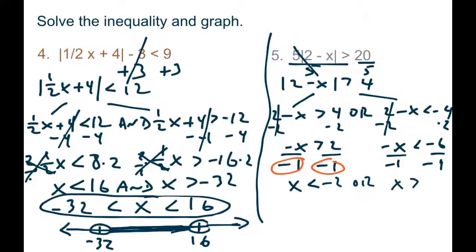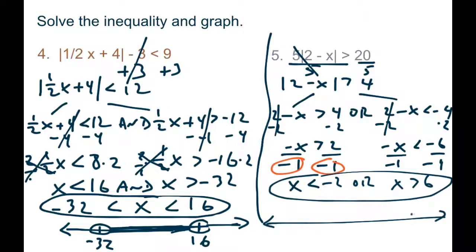I get an x. I get to change that to greater than because I divided by negative on both sides. And I get a positive 6. So this is my solution. My graph. There's 6. There's negative 2. Once again, open circles because they're not equal to. And greater than 6 going like this. Less than negative 2 going like that.